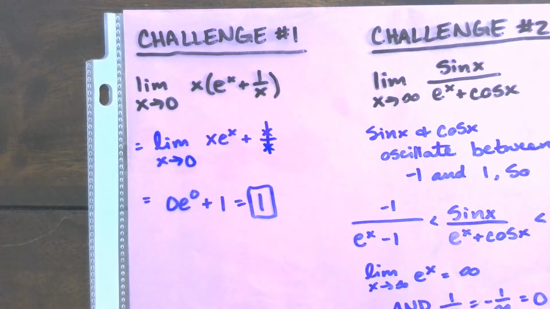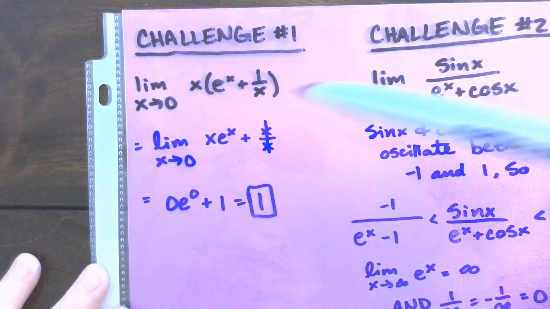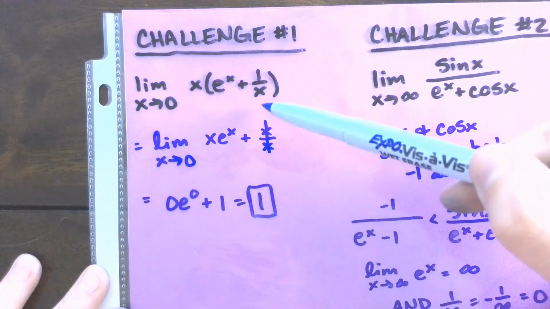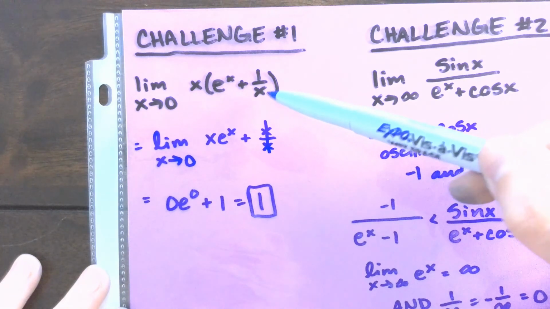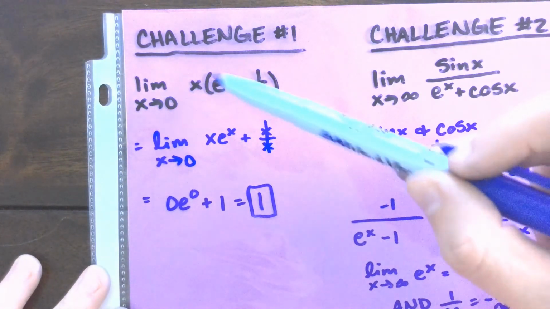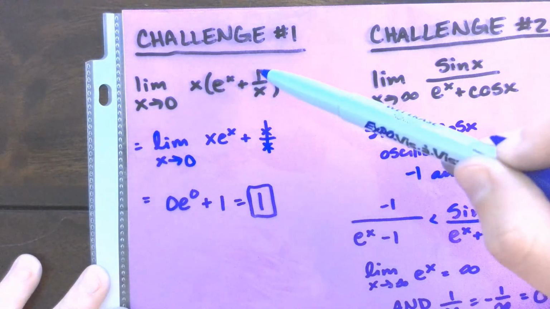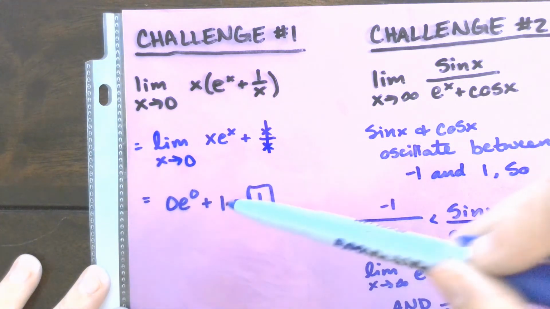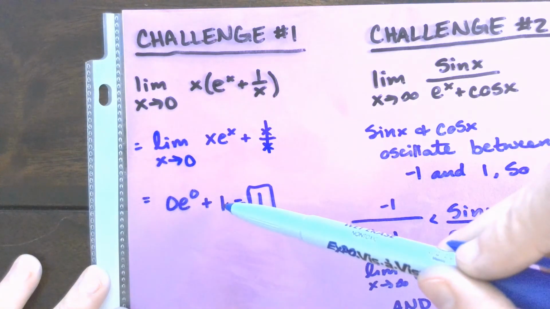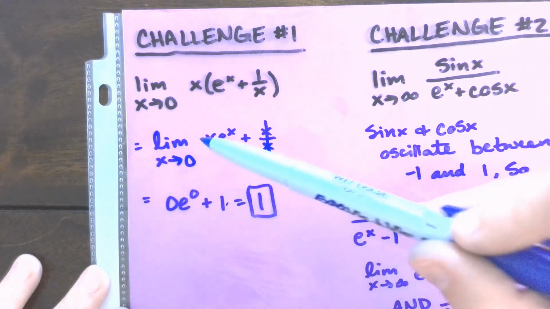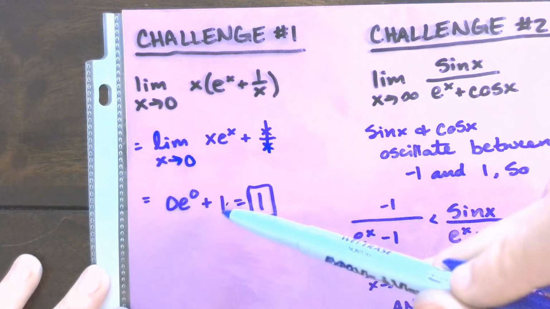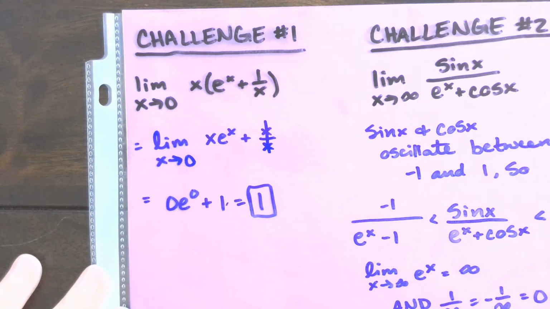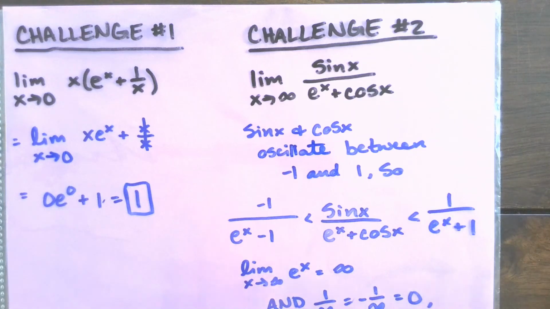So for challenge number 1, if I try to plug in 0 at the very beginning, we see that we're going to end up with this undefined piece for 1 over x. But if I go ahead and distribute the x to everything, then this x over x is just 1. Make sure you don't make it 0 when they cancel, that x over x is 1, which does allow us to plug in 0 for all of the x's, and you should end up with the limit of 1.